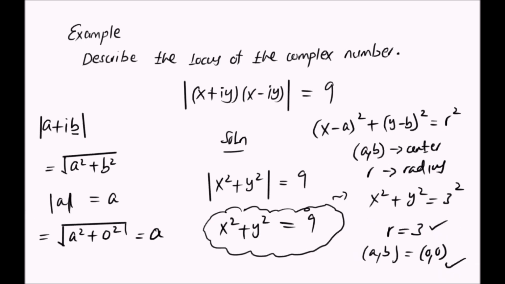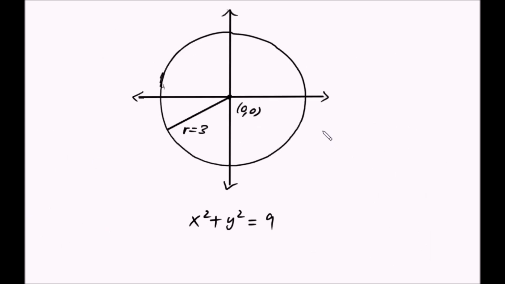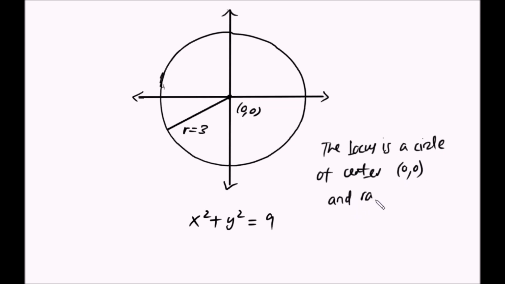So ukichora hiyo kwenye graph ndo hii, yeah. So radius ni 3, center ni 0. So this is the locus. The locus is a circle of center (0,0) and radius 3. Hii ndo locus ya ile (x plus iy) zidisha yote na (x minus iy), modulus yake sawa na 9.